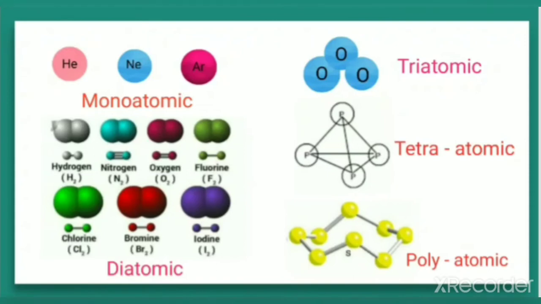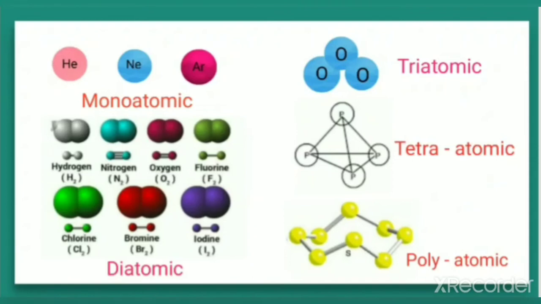Similarly, there is the triatomic molecule, that is the molecule which is made up of three atoms. An example is ozone, which is made up of three atoms of oxygen. Next we have tetraatomic, the molecule which is made up of four atoms, and polyatomic, which has a greater number of atoms combined. An example is sulfur.